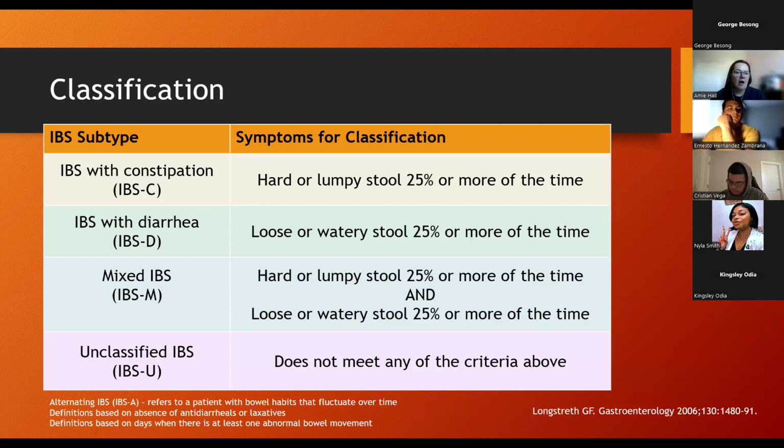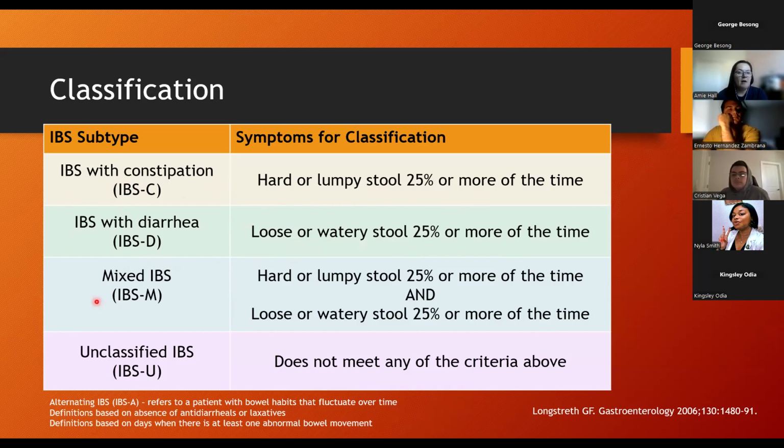So to classify IBS, because IBS can mean just abdominal pain, it can mean constipation, it can mean diarrhea, it can be mixed. So how do we classify this? We have IBS-C, which is IBS with constipation. And this is where we have hard or lumpy stool 25% or more of the time. We have IBS-D, or IBS with diarrhea. So this is loose or watery stool 25% or more of the time.